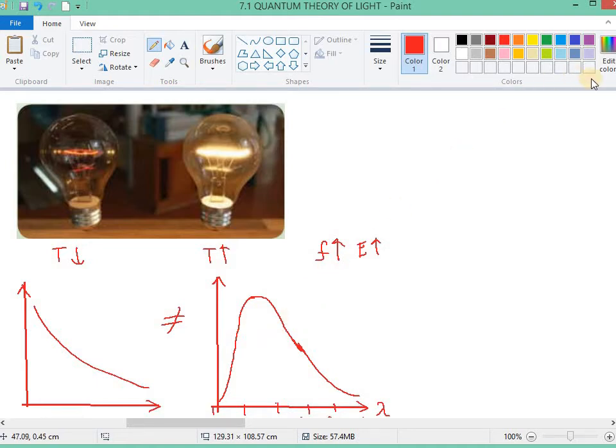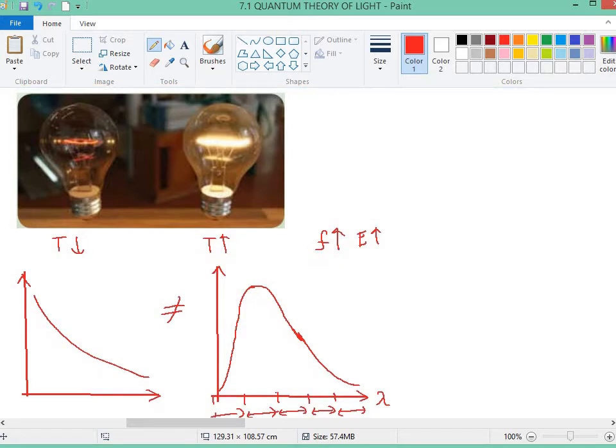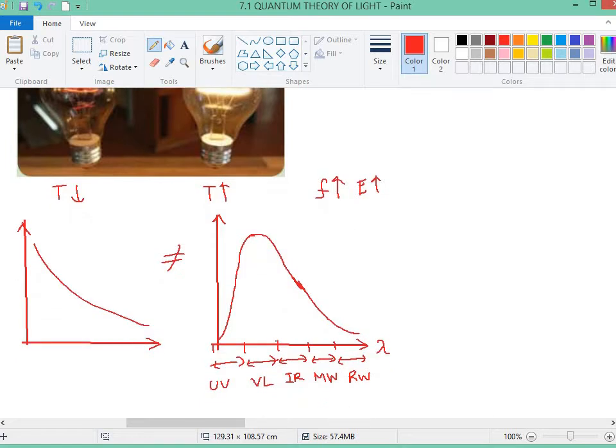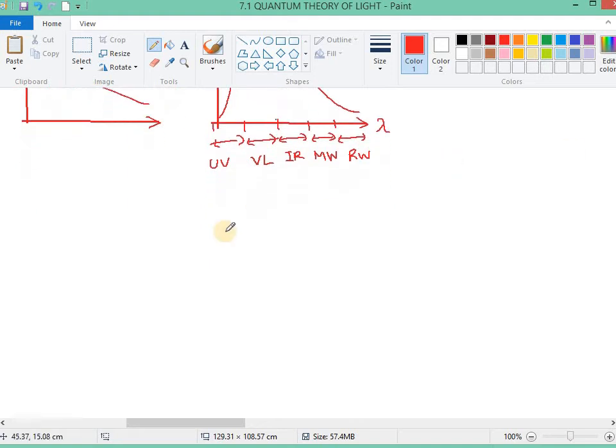Let's pretend that there is an object which is a perfect absorber of radiation and also a perfect emitter of radiation. That means, let's say we have an object that will be able to absorb all electromagnetic radiation.